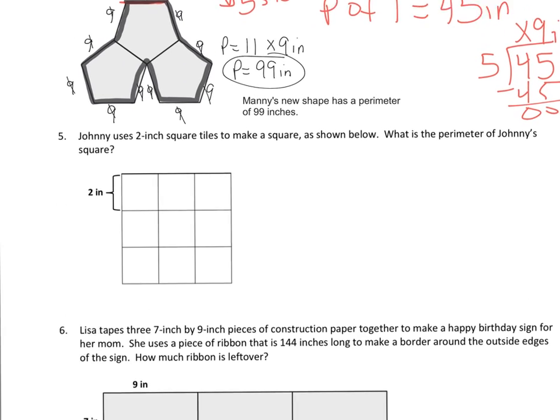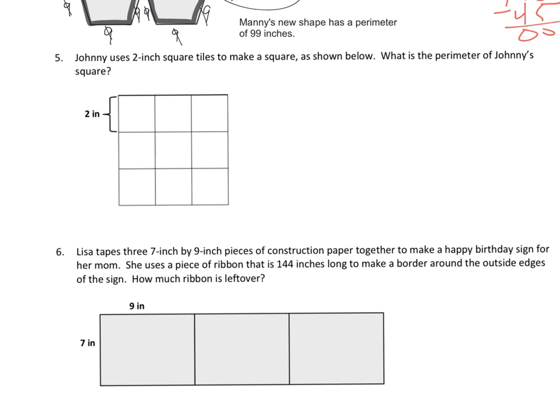Let's take a look at 5. It says Johnny uses 2-inch square tiles to make a square as shown. What is the perimeter of Johnny's square? Well, I know that if this is 2, then this is 2, this is 2, this is 2, and so on. Because when it says 2-inch square tiles, this length is 2, and all the sides have to be 2 because it's a square. So now all I would have to do is count how many 2s there are.